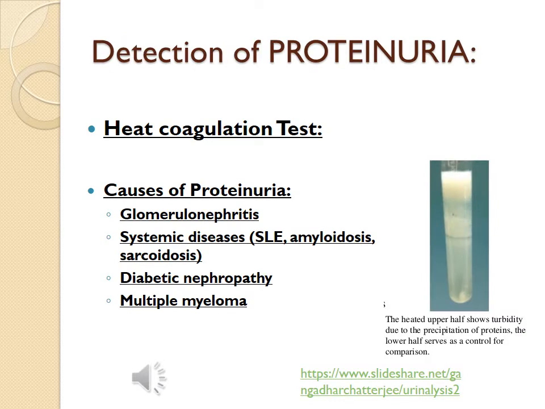The chemical test for detecting proteinuria is called heat coagulation test. There is no need for you to know the procedure of the test. Just remember the result. If you see turbidity as shown in the top part of this picture, this means there is proteinuria. If there is no turbidity, there is no proteinuria. If there is turbidity, there is proteinuria. And what are the causes of proteinuria? Glomerulonephritis, systemic diseases like systemic lupus erythematosus, amyloidosis, sarcoidosis, diabetic nephropathy and multiple myeloma.